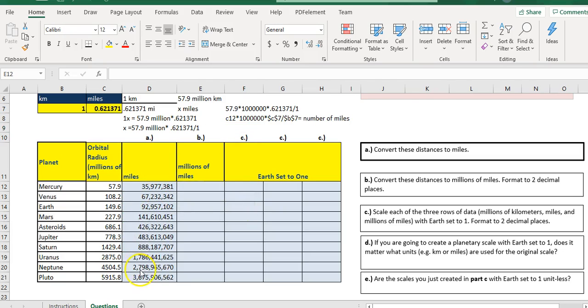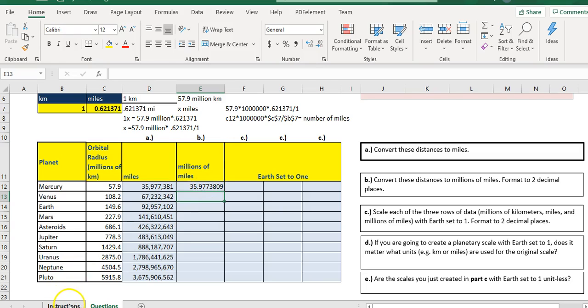All right, so once you've done that, you've got these values in here for your number of miles. So now our next step is to take those miles and convert them into millions of miles. So just like up here where I multiplied by 1,000,000 to expand it out and make it miles, this time I want to divide by 1,000,000. So I want to take the value, the 35 million that I have here, and divide by 1,000,000 to get the correct answer. So I'm taking the D12 and dividing it by 1,000,000 to come up with our answer.